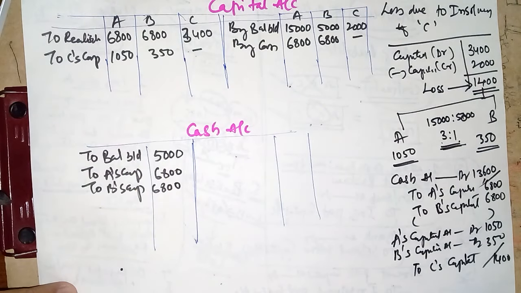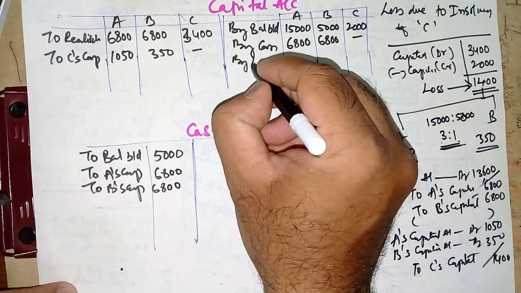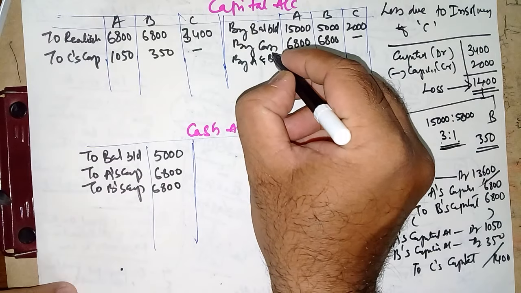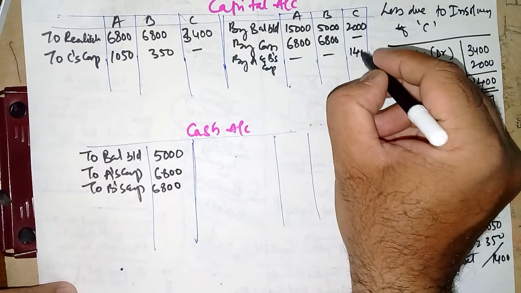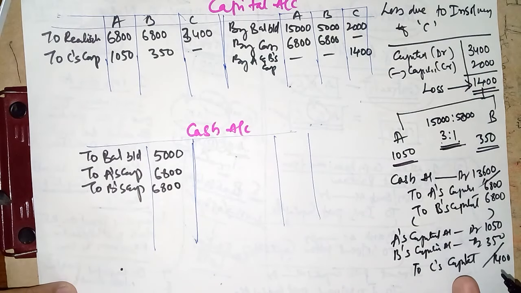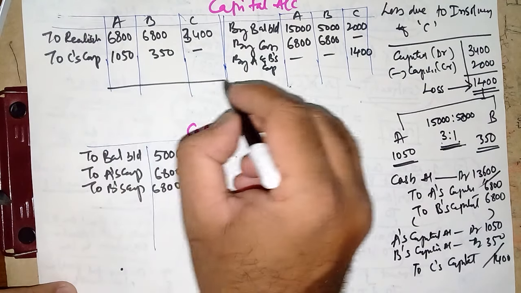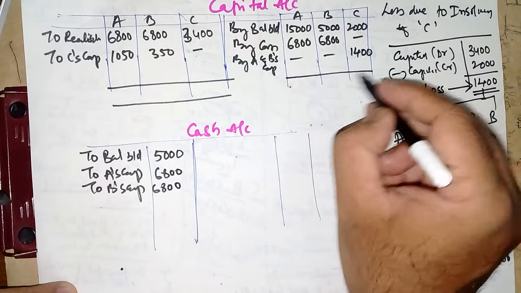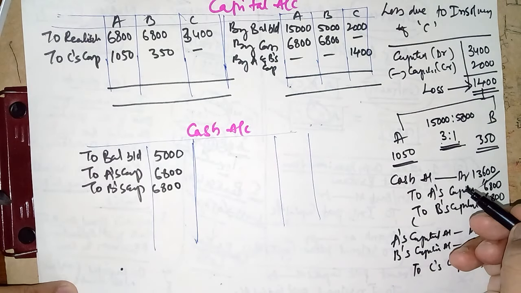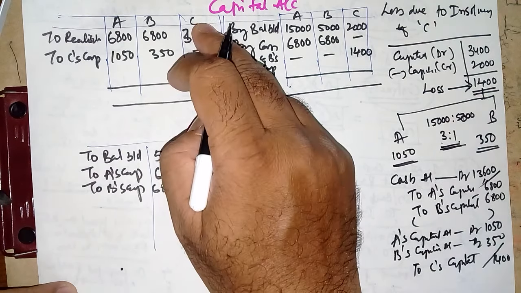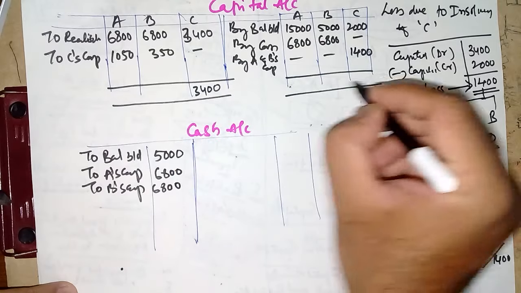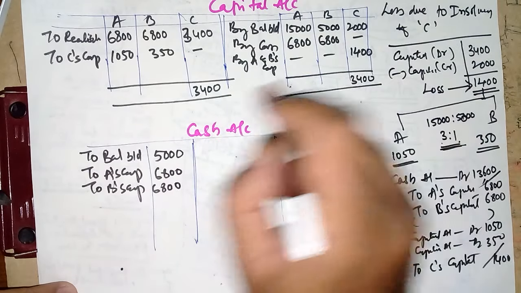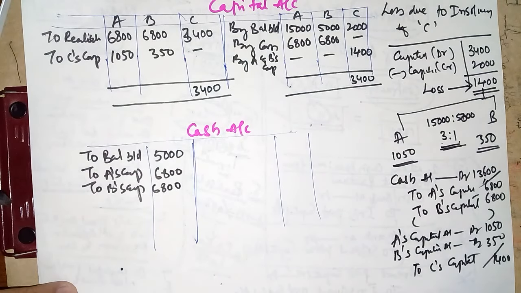And in C's capital we write by A and B's capital, collectively 1400, right? Once this is done, close the capital accounts, and always bear in mind that the insolvent partner's capital account will always tally. That is 3400 and 3400. So this will get tally. There is no doubt, because based on this only we calculated the loss and we adjusted the loss.